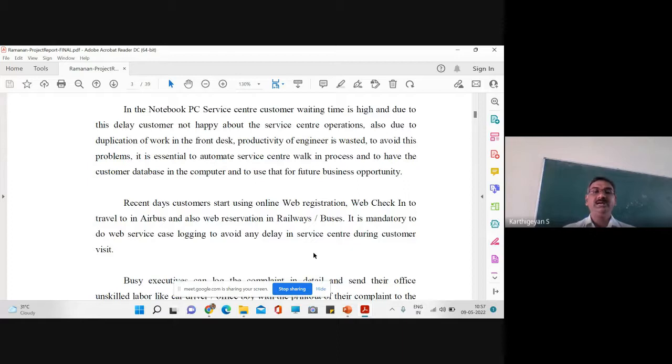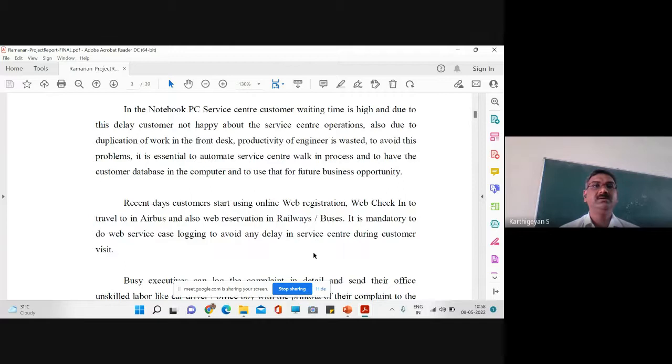Actually what is happening in the service center is that customers' waiting time is high, so sometimes they are not able to complete the number of notebooks that arrived for service within the day itself. Sometimes they have to extend the notebooks to the second day also. Their working time starts from morning 8 o'clock till evening 6, with lunch breaks and half an hour. So they have to work.